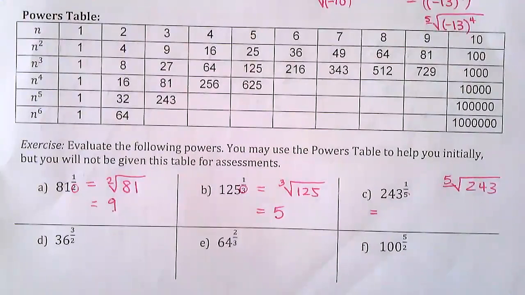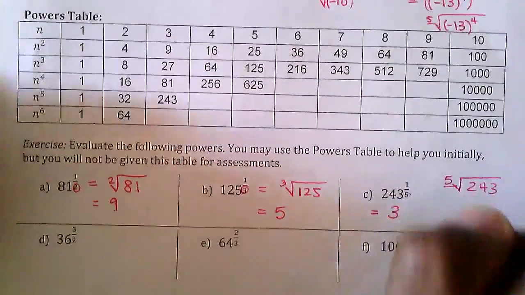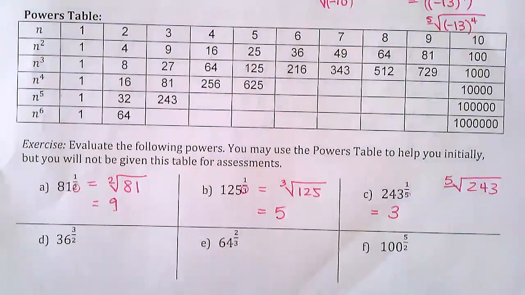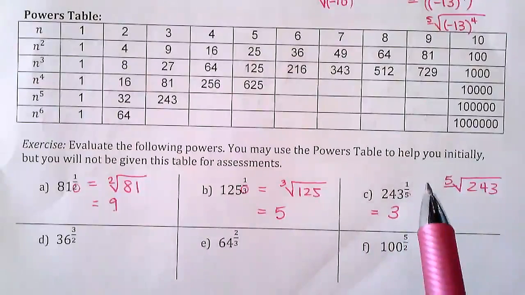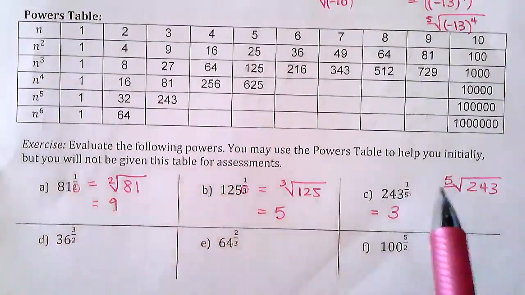Again, if you don't know it off the top of your head, start from 1 and go higher. So 1 to the power 5 is just 1. 2 to the power 5 is 32. 3 to the power 5 is 243. The answer is 3. Again, if you're like, how is he just coming up with these numbers? It's practice. You need to practice these more so that you start recognizing these patterns.